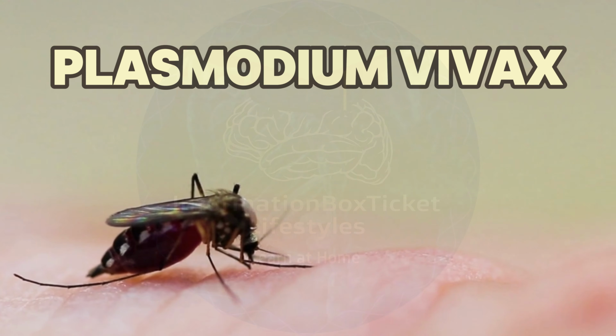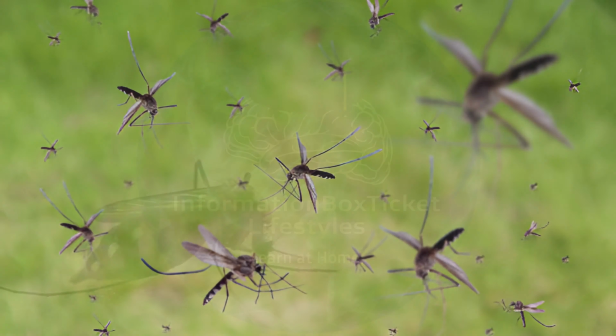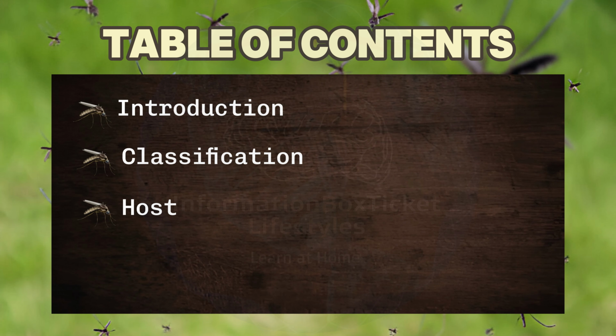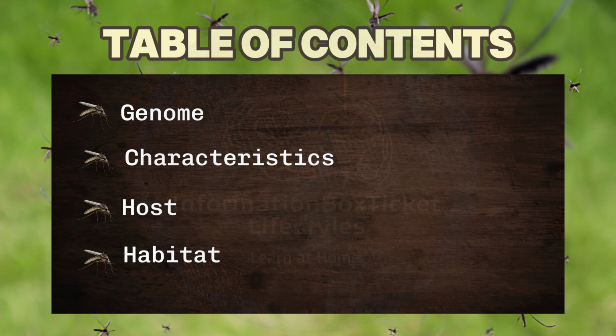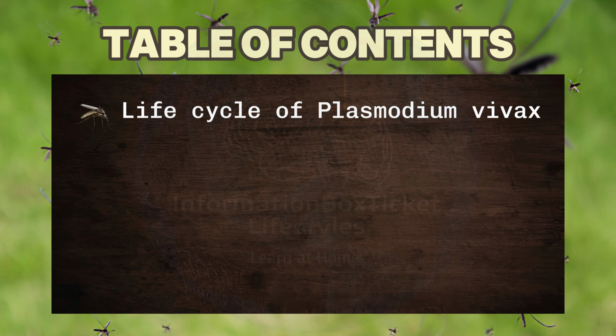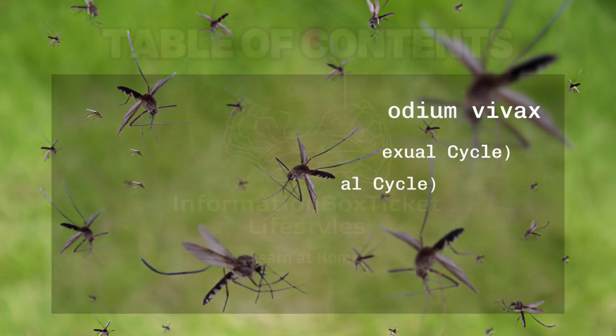Plasmodium vivax: distribution, traits, anatomy, and life cycle. Table of contents: introduction, classification, host, habitat, genome, characteristics, structure, life cycle of Plasmodium vivax in the human body (asexual cycle), and in the mosquito (sexual cycle).